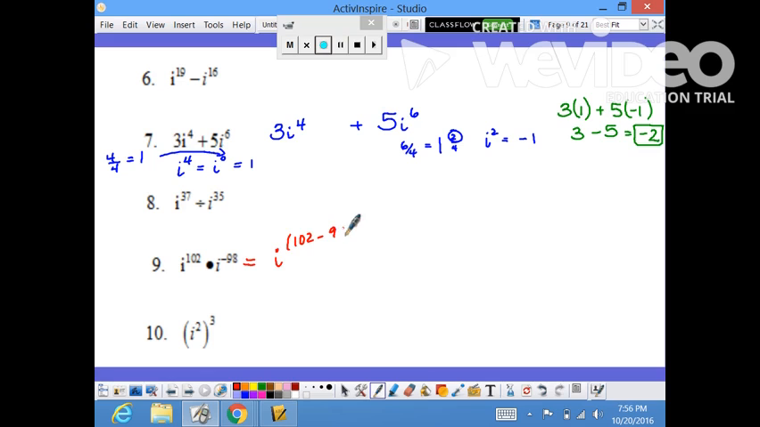So 102 minus 98, or plus negative 98, same thing. By doing that, it helps you simplify, because you know 102 minus 98 is going to be 4. So we're left with i to the power of 4. And i to the power of 4 is 1.